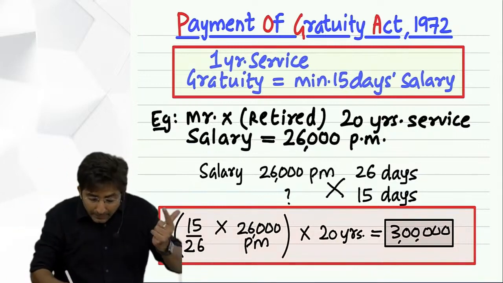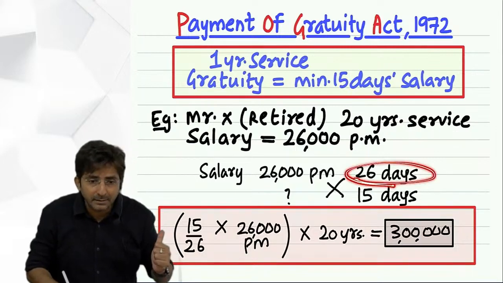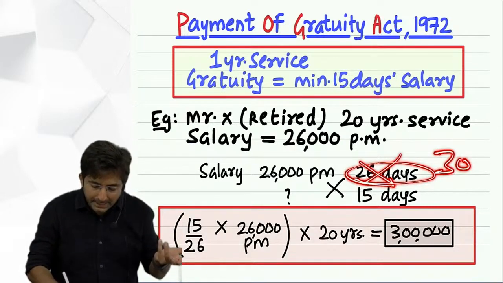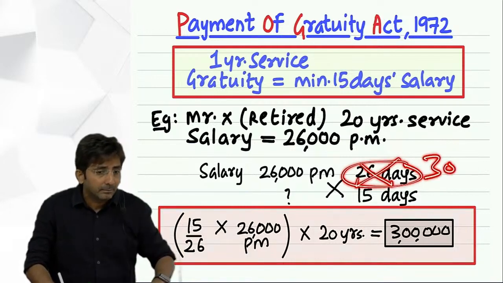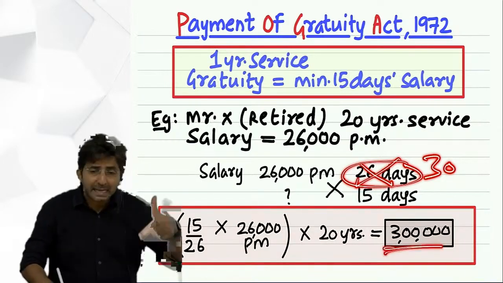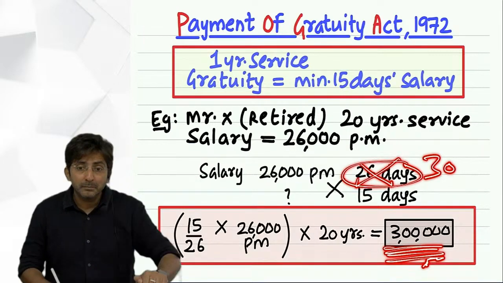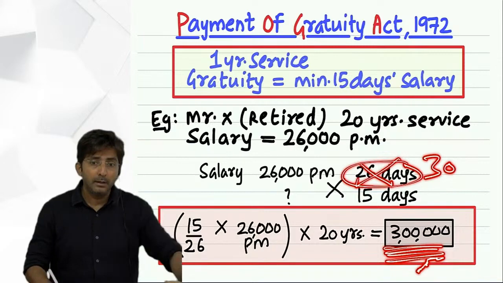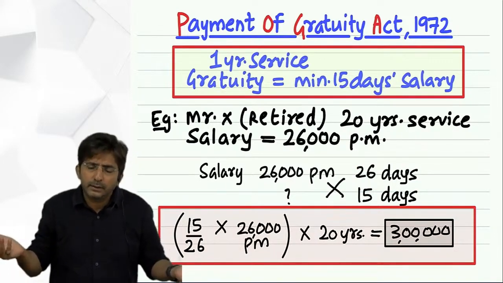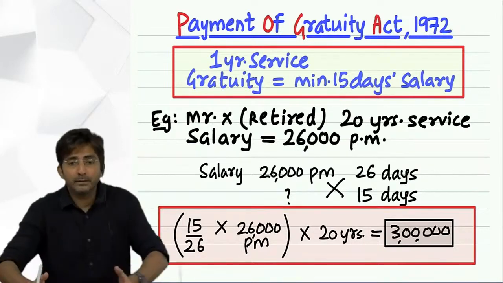One more thing. Why have they taken 26 days? So that the employee gets more. Try here. If instead of 26 days I would have taken 30 days, calculate and see what amount you get. Tell me the final amount. Are you getting 3 lakhs or less? How much? 2 lakhs 60. You are getting less. The employee will get less, but POGA says no, the employee should get more. And for that their thinking is: why 30 days? Salary is given for working, and he is not working for 30 days, he is working only for 26 days. We will consider 26 days. This way the law is trying to favor the employee, so that the employee gets more.